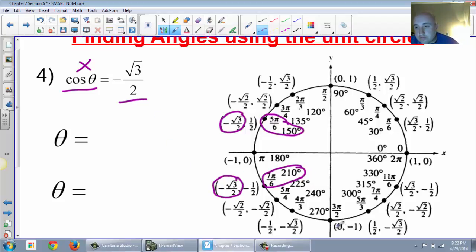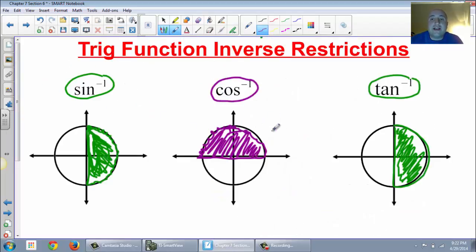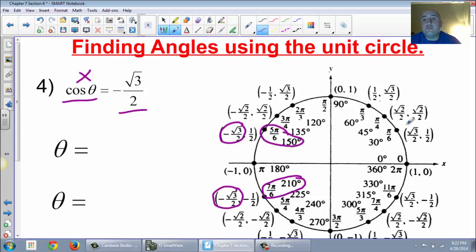Are there any others? If I look, here's a positive root 3 over 2. No more positive root 3 over 2. So these are the only two that have a negative root 3 over 2. So which one is it, 150 or 210? Remember we're dealing with cosine. Let's go back to our restrictions. Cosine is the top half of the unit circle. So my answer is going to be 150 degrees, based off the restrictions.